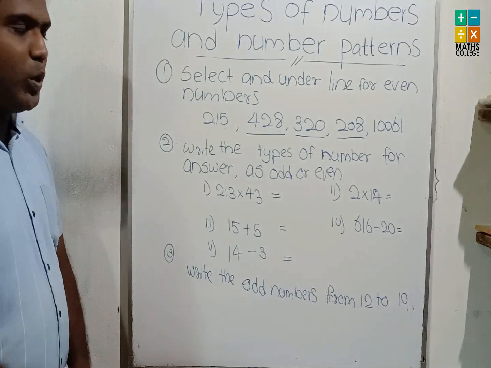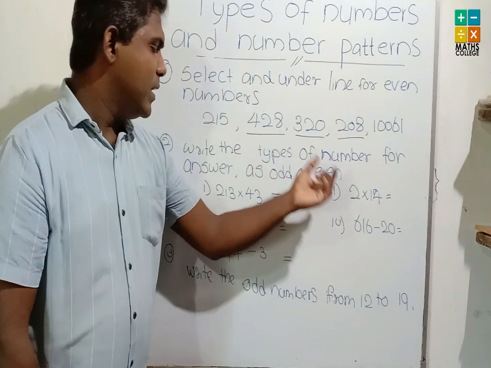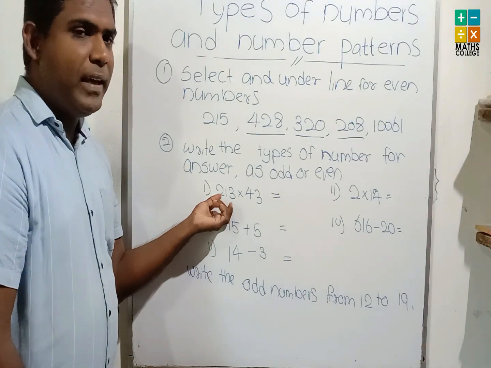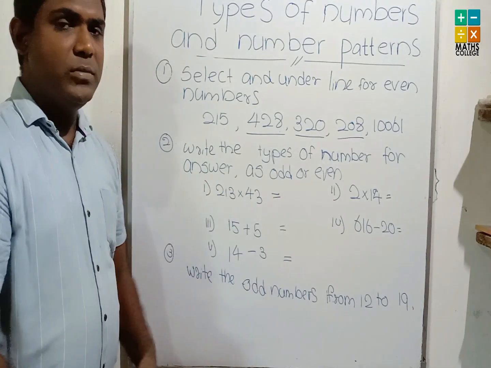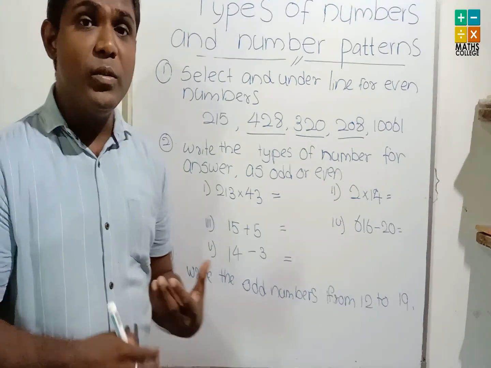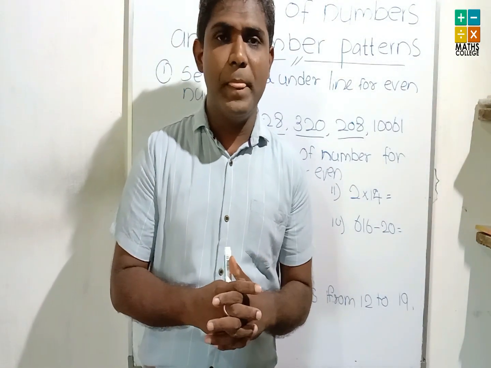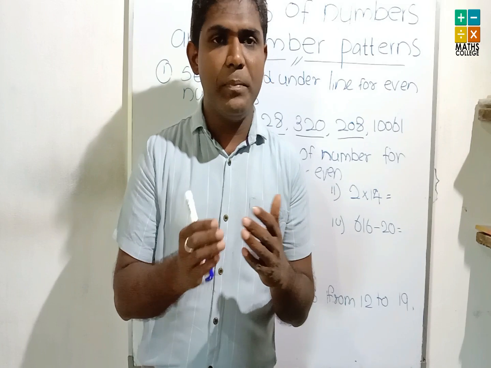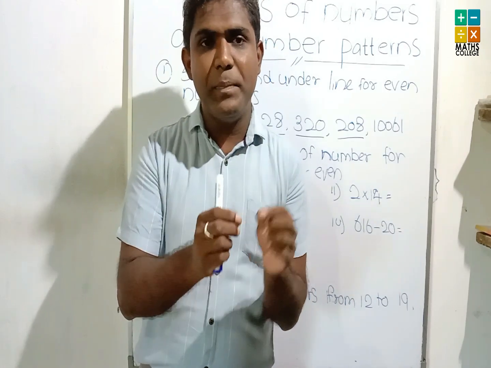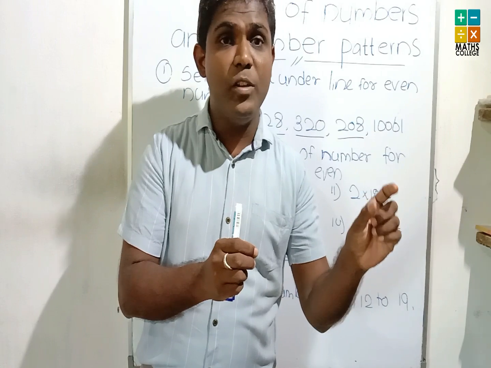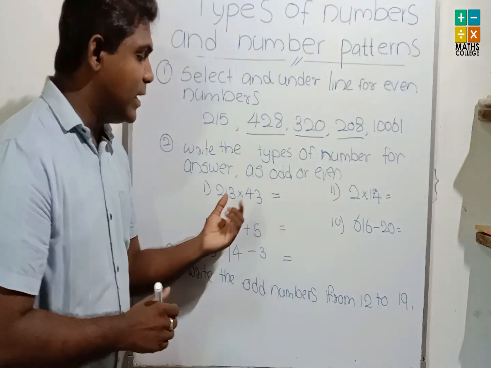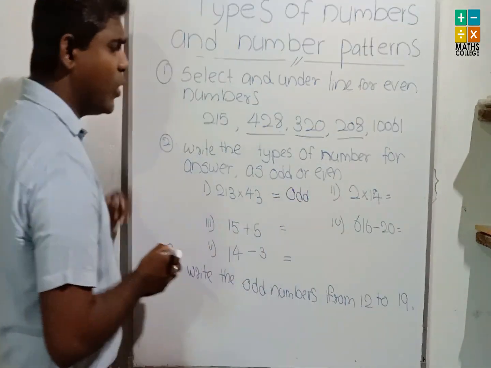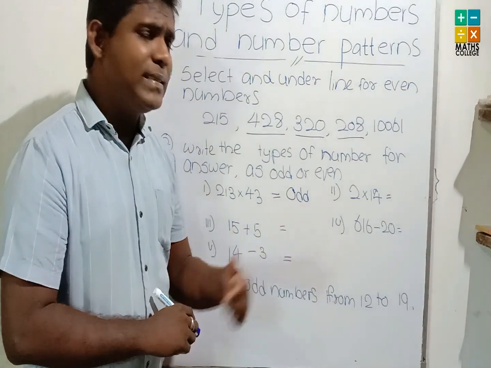Then next, question number 2. Write the type of number for the answer as odd or even. Here we multiply two odd numbers. What is the answer? You can think of some examples. Consider 3 and 3. 3 multiply 3 is 9. Odd number multiply odd number. 9 is also odd. Therefore, the answer is similar: odd times odd is odd. That means the answer is an odd number.